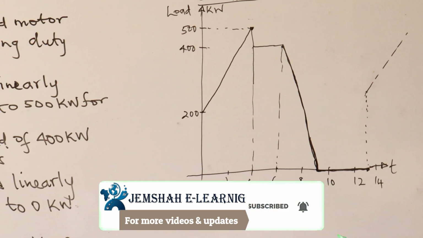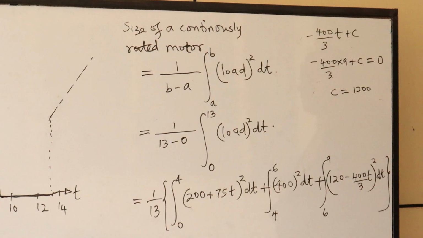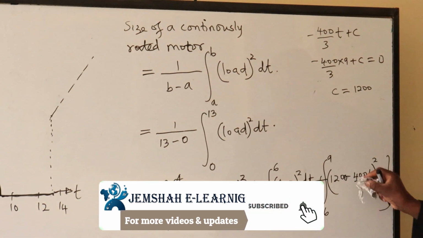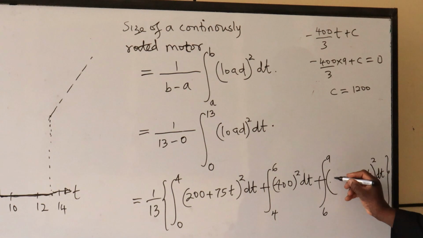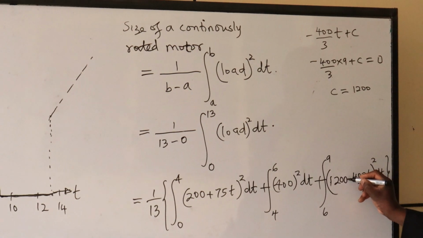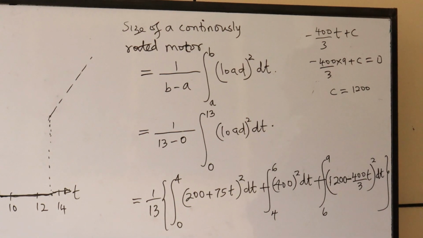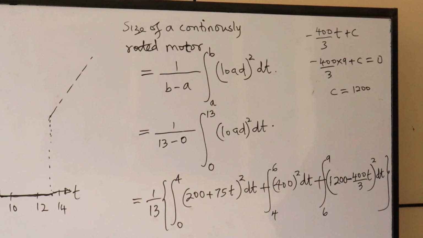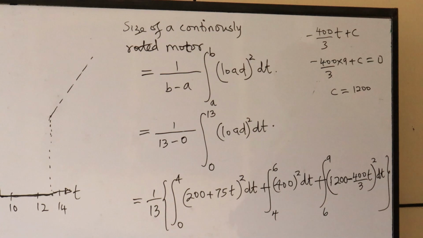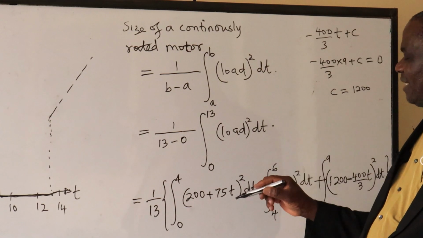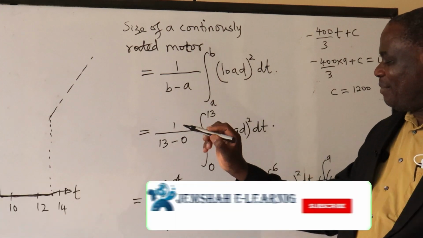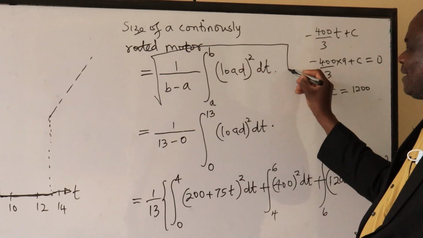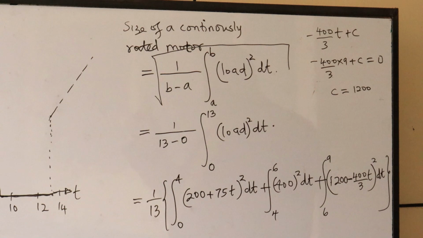In your books, it will come out well. It is 1200 here. So we've gotten the equations of those portions of line, and they are to be squared, and we go for dt. So this is the value required. Remember this is a root. There should be a root, because it is a root mean square.